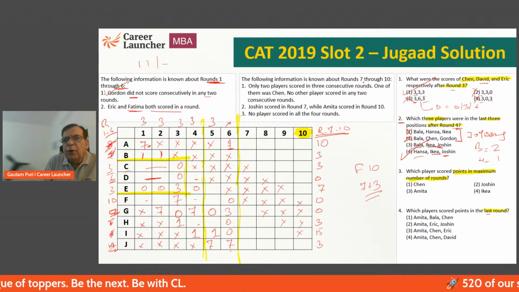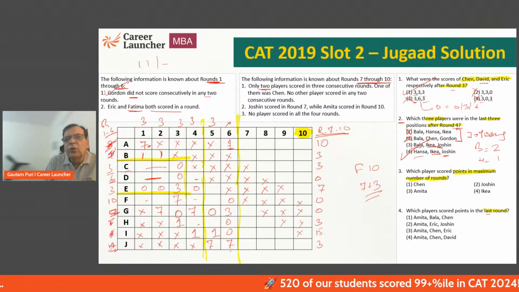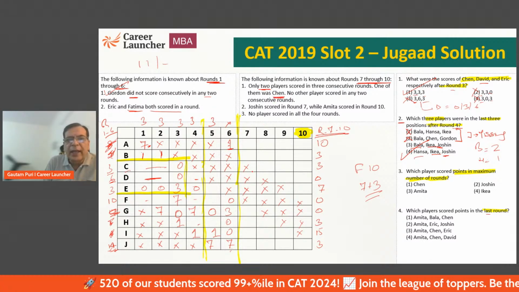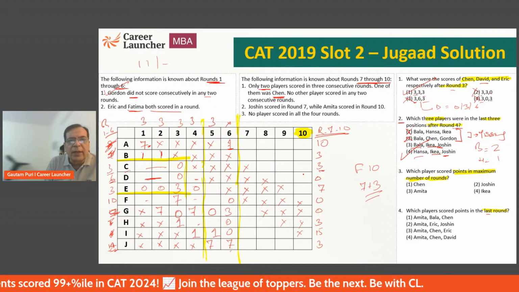Now the information for round 7 to 10. Only 2 players scored in 3 consecutive rounds. One of them was Chen. So Chen has scored in 3 consecutive rounds. As per the question, Chen has got 3 points in round 7 to 10.